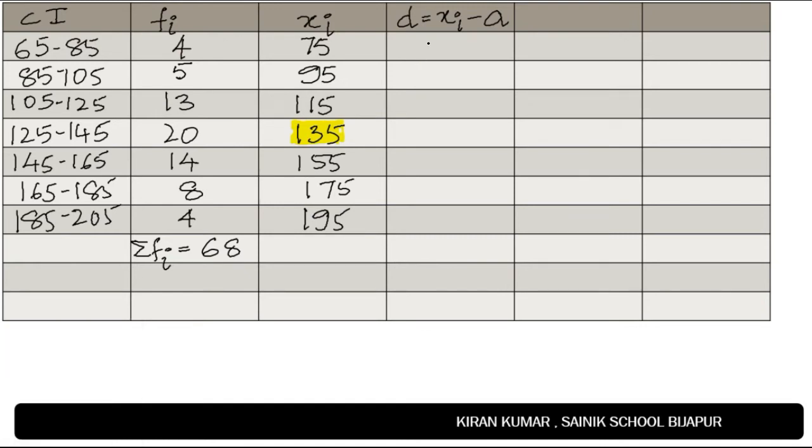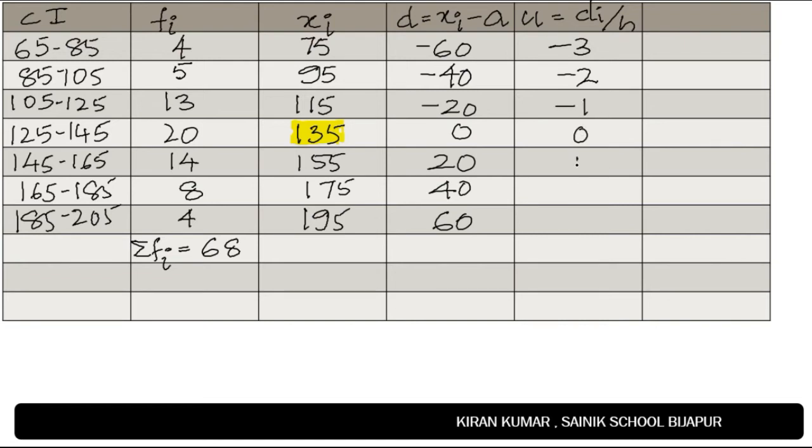Therefore, 75 minus 135 is minus 60. Same way we get minus 40, minus 20. This becomes 0, positive 20, positive 40, and positive 60. Now we will find out another step. We'll reduce these values by dividing by h, that is deviations divided by h. Here the h value is 20, so we have minus 3, minus 2, minus 1, 0, 1, 2, and 3.